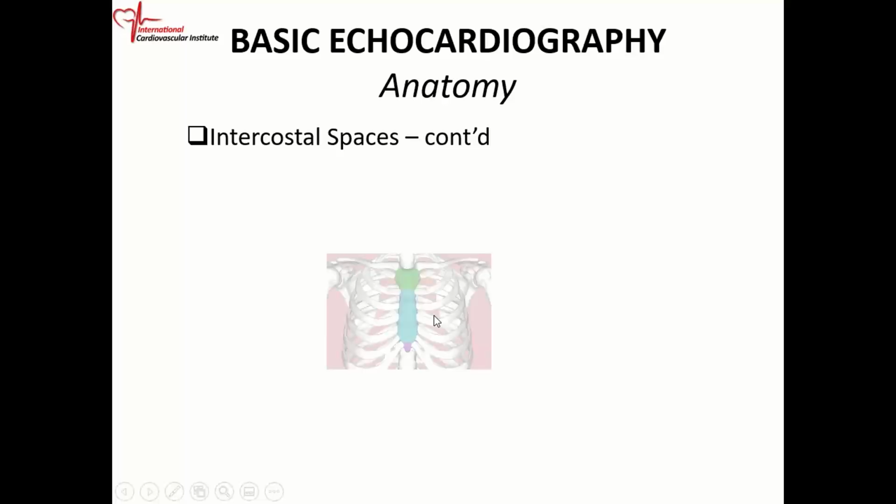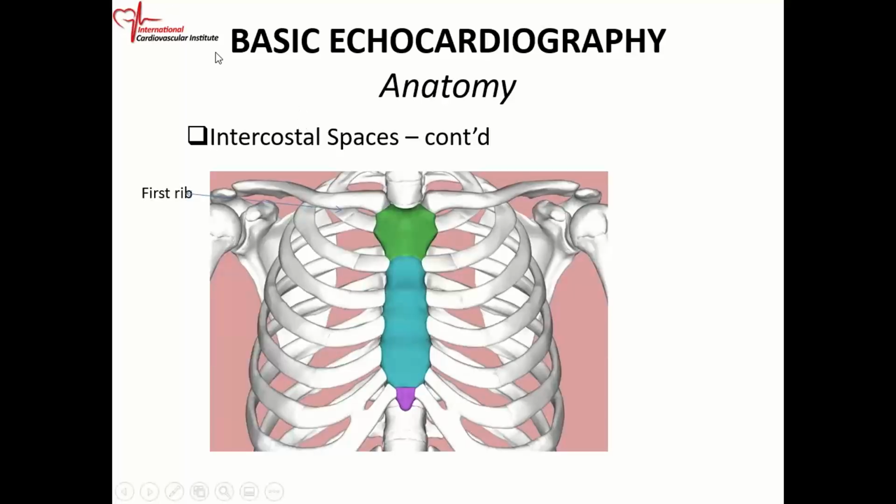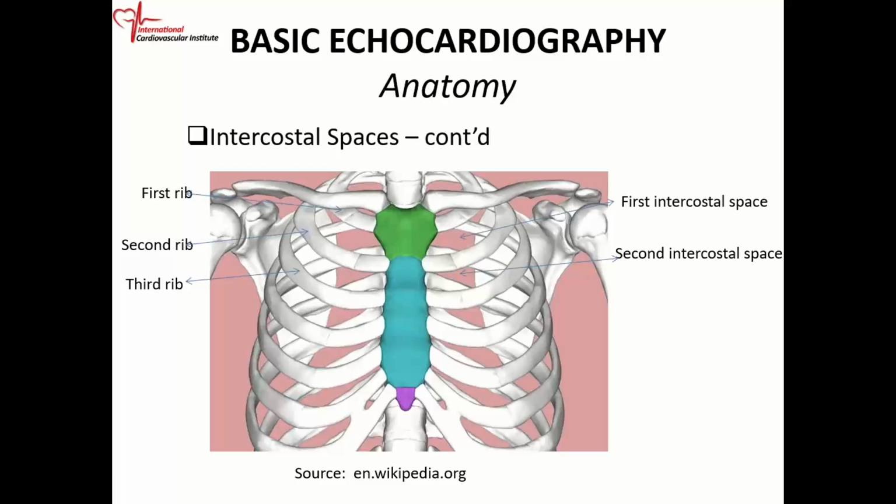So it's basic. If we say put the probe in the fourth intercostal space, you should have an idea where to put the probe. So the first rib is right there. The first intercostal space is just below that, between the first and the second rib. Then you have your second rib. The second intercostal space is between the second and third rib. Third rib right there. Sorry, the fourth rib. The third intercostal space is between the third and the fourth rib. And you have the fifth rib. The fourth intercostal space is between the fourth and the fifth rib.